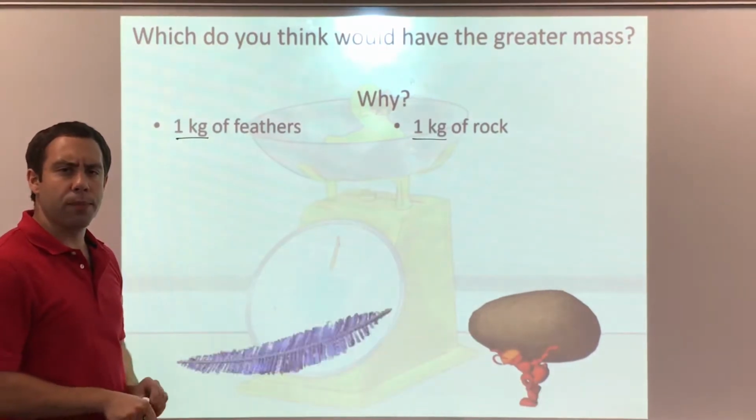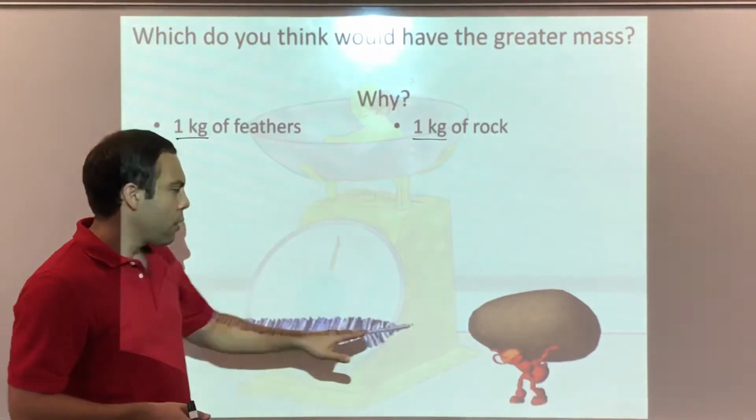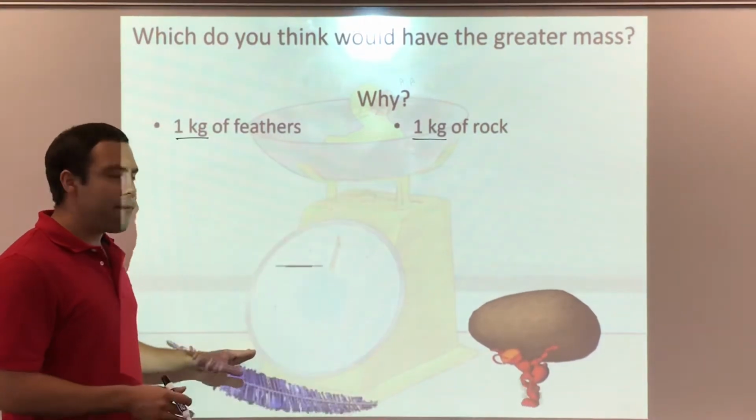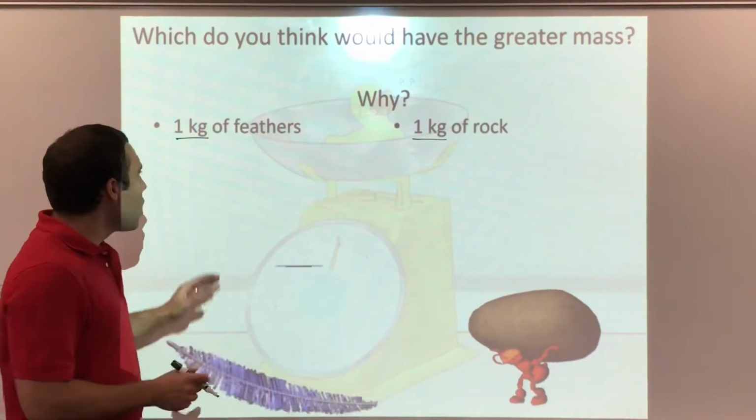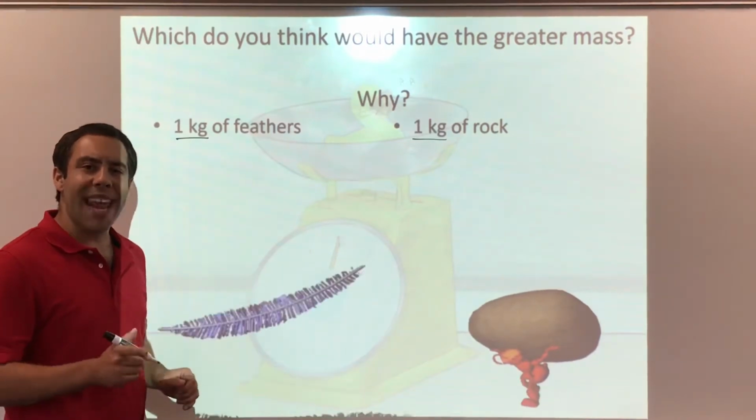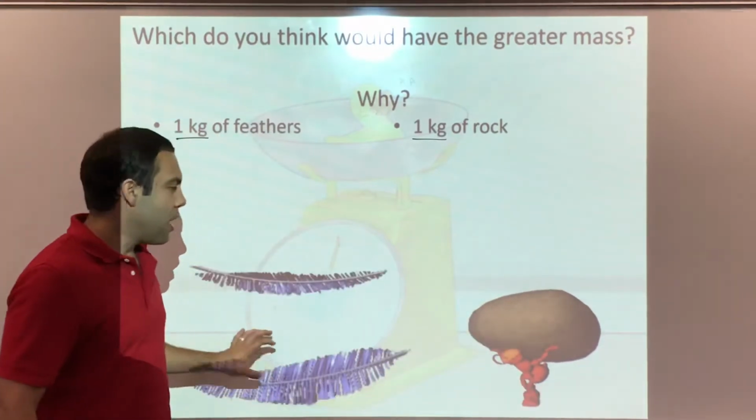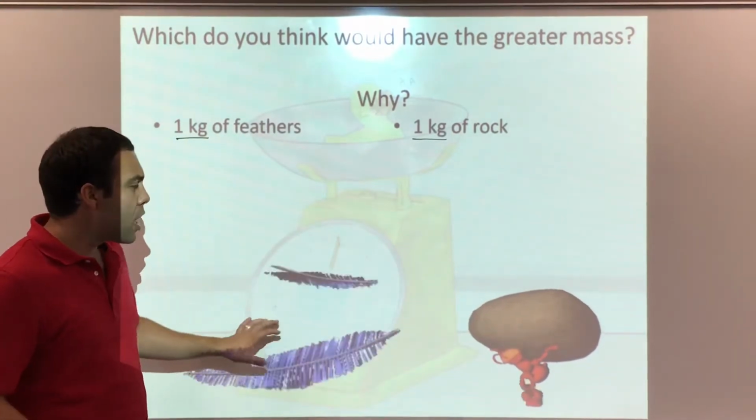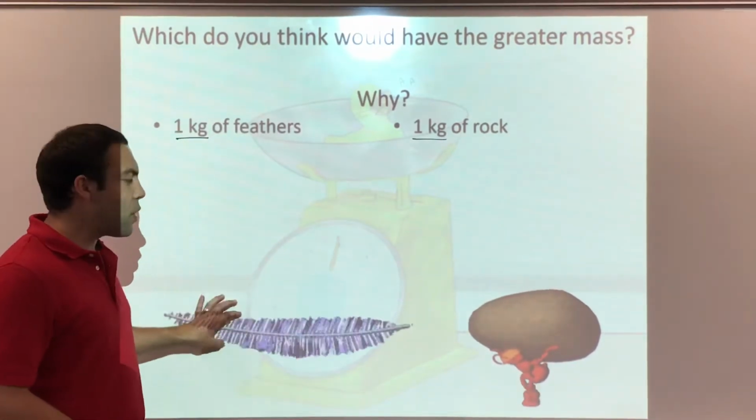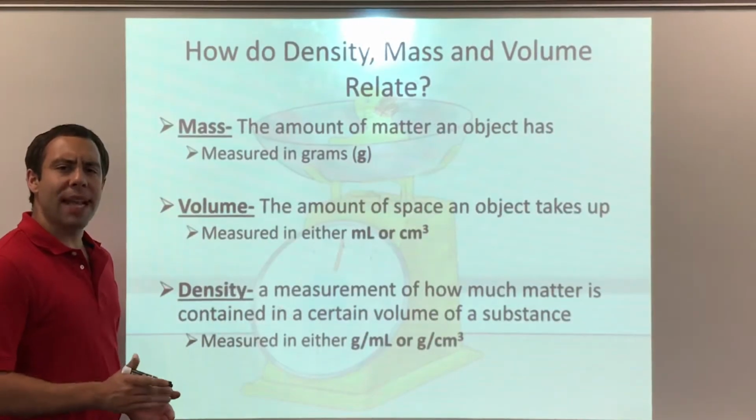But what's the difference? Well, since feathers are generally lighter than rock, if you have the same mass of each, the feather is going to take up much more room. The 1 kilogram of feathers is going to have a greater volume. The reason for that has to do with density. Rocks are more dense than feathers. Therefore, if you have the same mass of rocks as you do of feathers, the feathers are going to take up more volume. So how do mass, volume, and density relate?